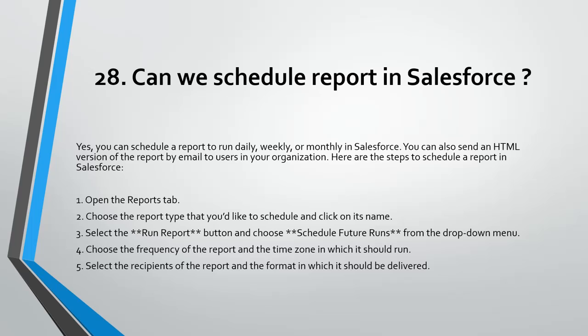So basically, you open the reports tab, choose the report that you would like to schedule, and click on the name. Select the Run Report button and choose Schedule Future Runs from the drop-down menu. Choose the frequency of the report and the time zone in which you want it to run. Select the recipient of the report and the format in which it should be delivered.